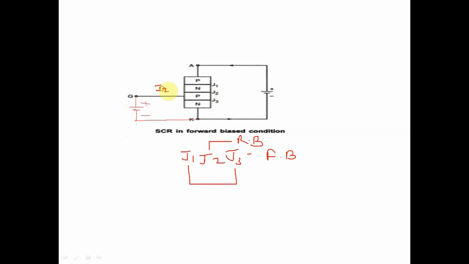The condition to turn on the SCR is that all the junctions are converted into forward bias. So the J1, J2 and J3 junctions are converted into forward bias by applying this biasing.